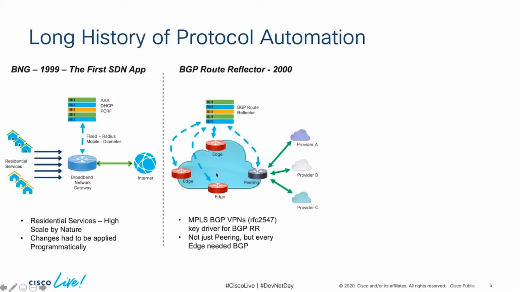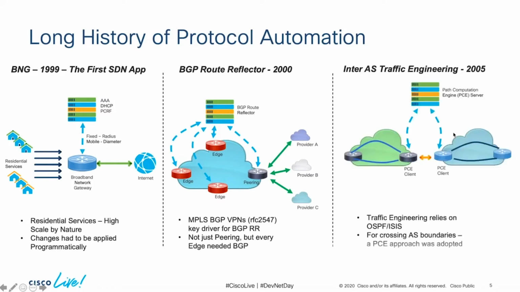Another example is route reflector. Back in the days when we had only peering and then MPLS VPNs, these are the BGP VPNs, 2547 VPNs, came out. Essentially, every edge device became a BGP peer, and that couldn't scale. So what did we do? Well, hey, BGP route reflector comes into play. So instead of having an edge device peer with every other edge device and create an n-square mesh problem, you essentially said, hey, I'm just going to connect and peer to one single route reflector.